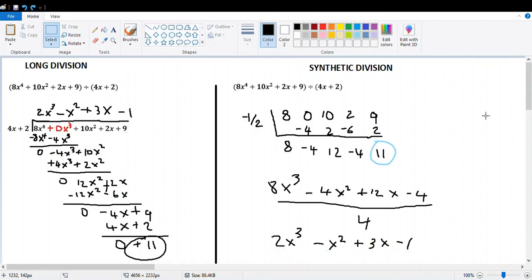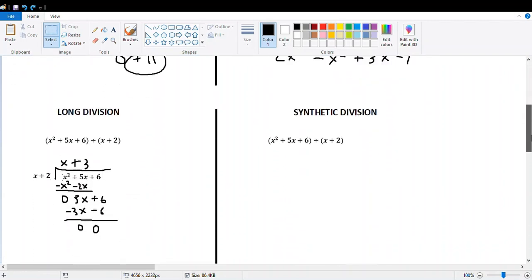If you compare with the long division, we have exactly the same answer. This is the answer for the long division. This is the answer for the synthetic division. This is the remainder for the long division, and this is the remainder for the synthetic division. It's exactly the same answer, of course, different process. Now, let me show you a second example.